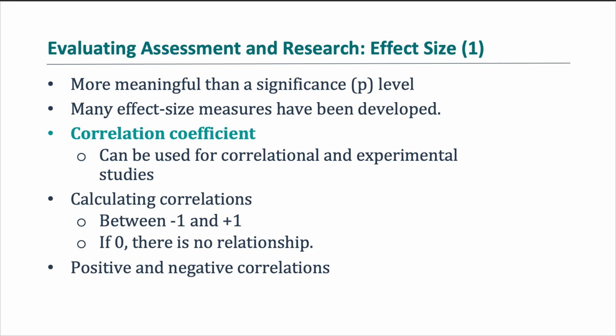Some people think that there's more meaning behind gathering what we call an effect size, and we can determine an effect size by using the most common one, the correlation coefficient. Sometimes people will use Pearson's r, right? That's really the most common one, and this is a correlational study. You can use it mostly for correlations, but you can use it for experiments as well. Now, effect size is an index of magnitude, or basically strength. So we're looking at the strength of a relationship between variables.